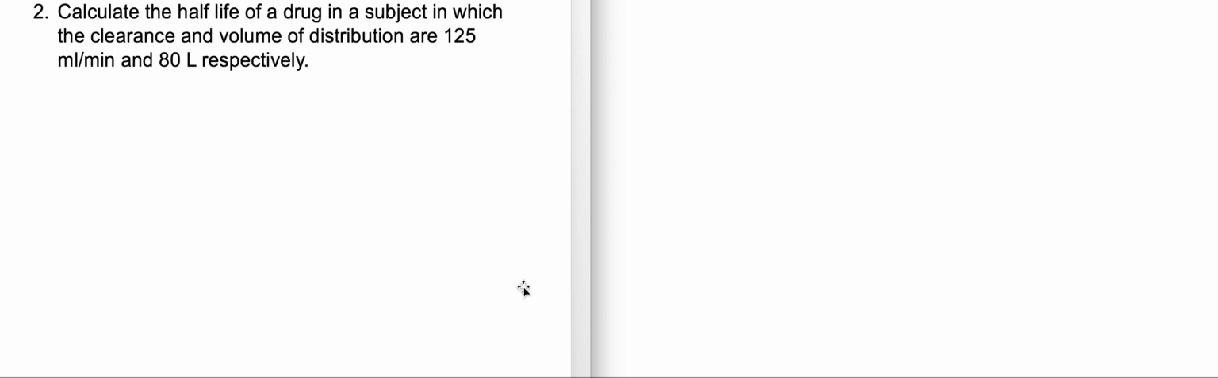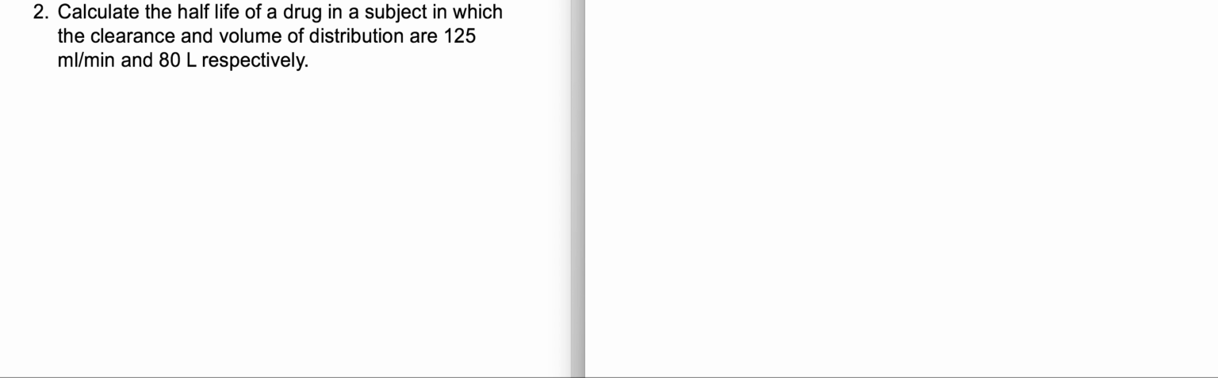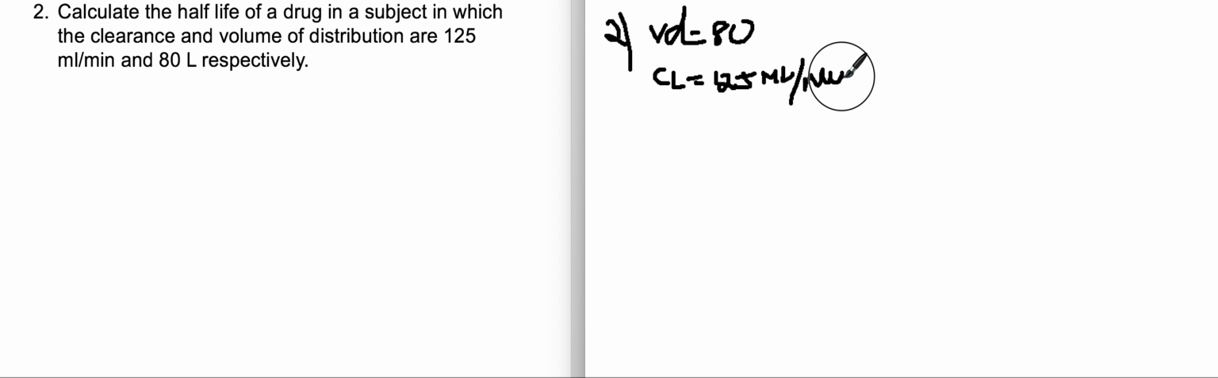Now, I've got another question here. Calculate the half-life of a drug in a subject in which the clearance and the volume of distribution are 125 ml per minute and 80 liters. So Vd is given as 80 and clearance is given as 125 mils per minute.